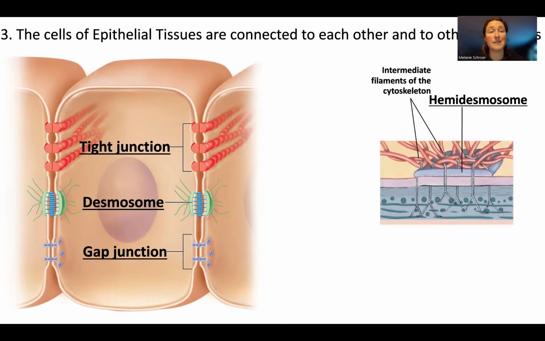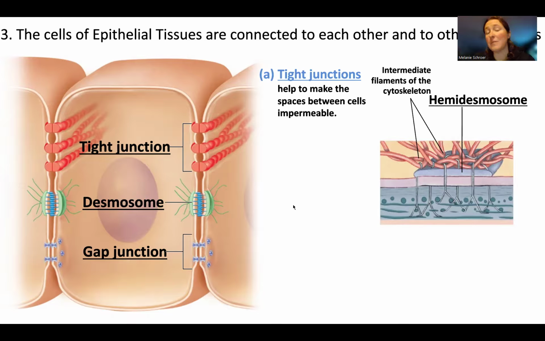The cells themselves are connected to each other, and they're connected to other tissues. What we can see in this image are 3 adjacent epithelial cells forming that nice barrier.